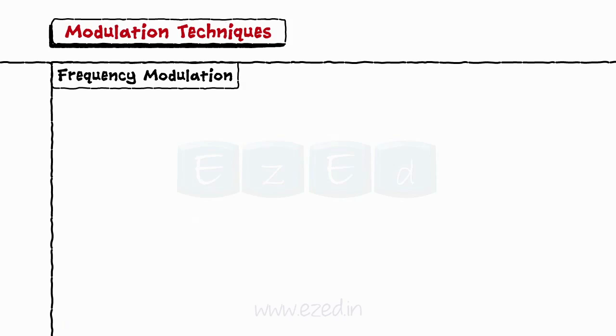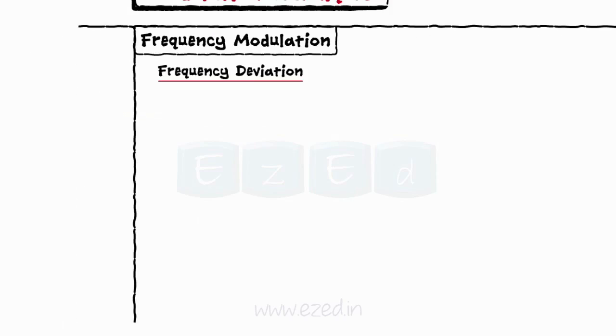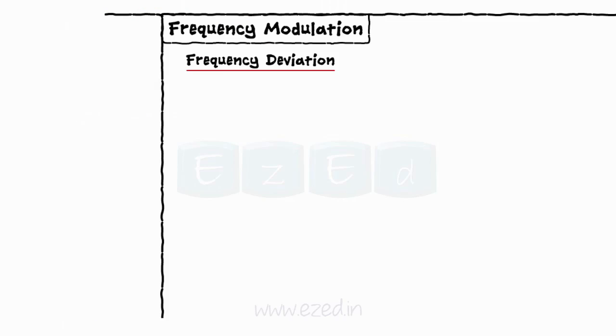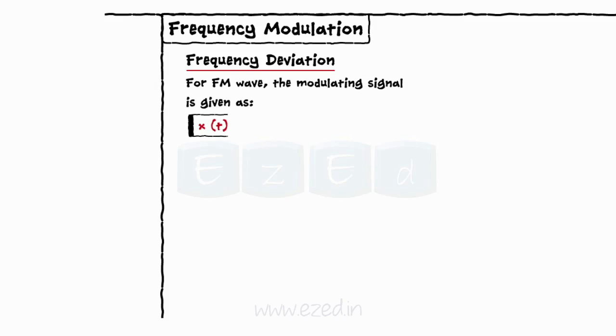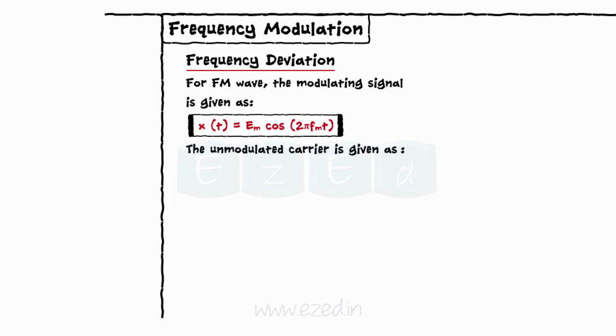Now, let's see the concept of frequency deviation. The amount by which the carrier frequency varies from its unmodulated value is called deviation, represented as delta. The deviation is proportional to the instantaneous voltage of the modulating signal. The modulating signal is given as x(t) = Em cos(2π fm t). The carrier signal is given as Ec = A cos(ωc t + φ).